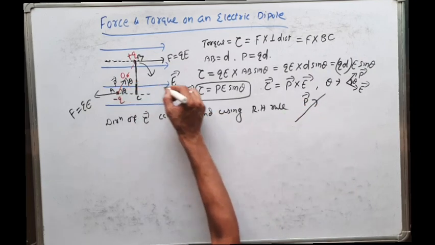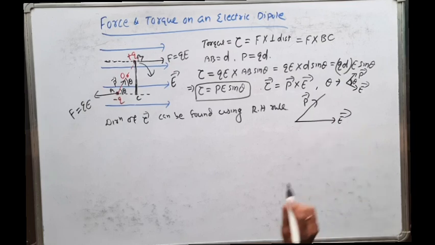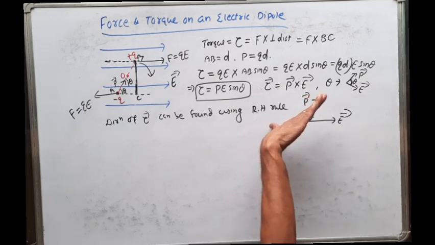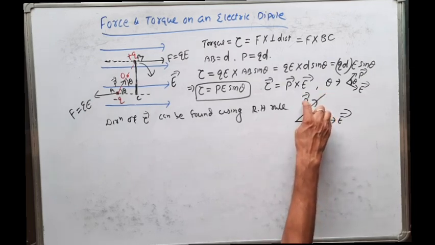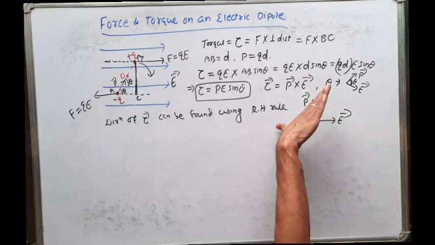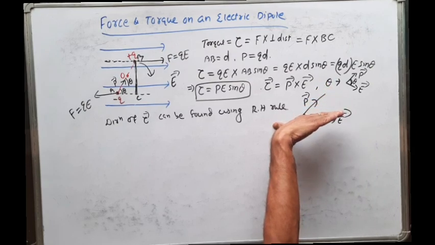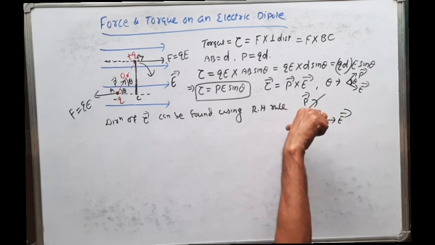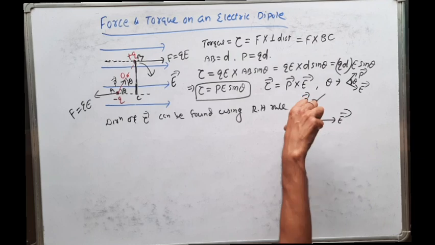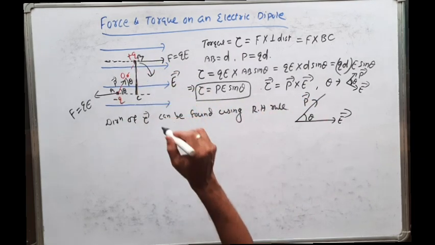And what is the direction of the electric field vector? Electric field vector direction is this. So now this angle is theta. So now according to the right hand thumb's rule, if here P is the first vector, E is the second vector, keep your forefinger on P vector, that is first vector, and rotate the first vector towards the second vector. So when you are rotating P vector towards E, the thumb will give the direction, that is inward. That is, the torque is perpendicular to this board and it is inward.